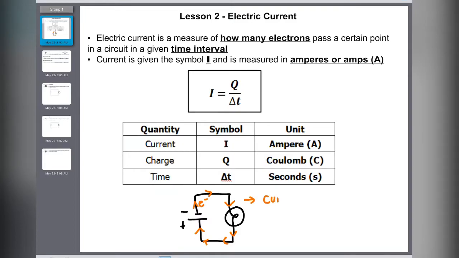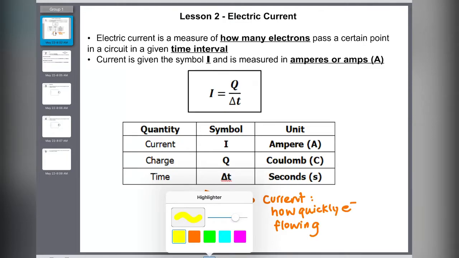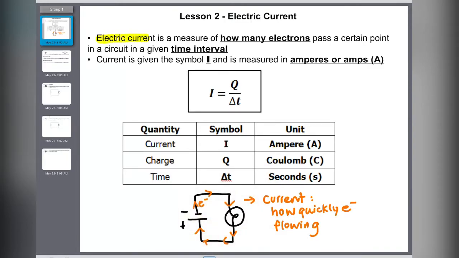Current is the word we're going to be talking about. It's basically how quickly the electrons are flowing. Let's highlight the definitions in here. Electric current is the measure of how many electrons pass a certain point in a given time. We use the symbol I and the unit amperes, and the equation is I equals Q divided by T.